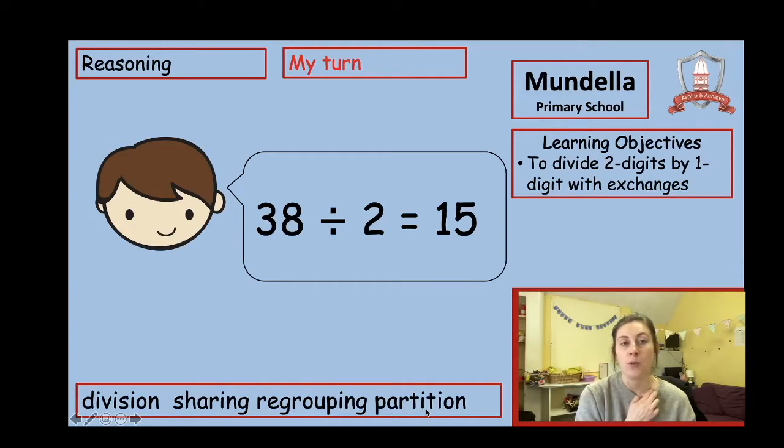Okay, now we want to find out whether this is true. 38 divided by 2 equals 15. So this boy thinks that that is true, and we need to work out whether he is correct or not, and we need to prove it. Now, when we have to prove something in a maths question, that means we have to work it out for ourselves so that we have evidence to show whether it is correct or not. Watch my video explaining how to see whether he's correct.